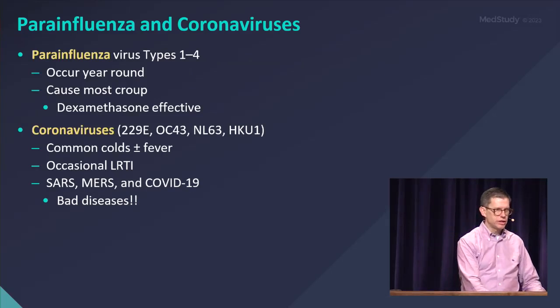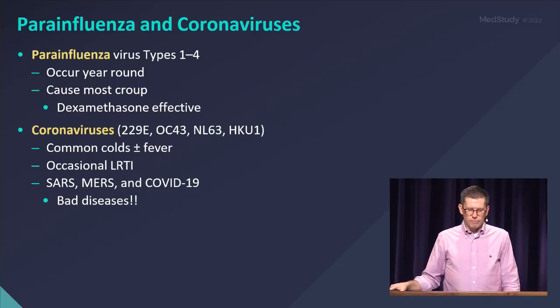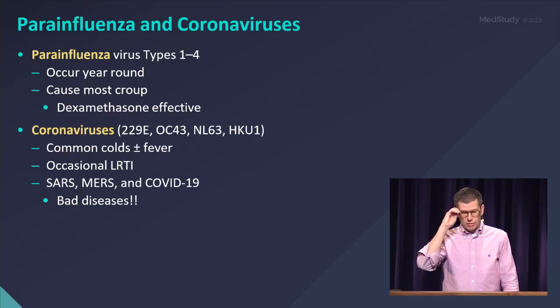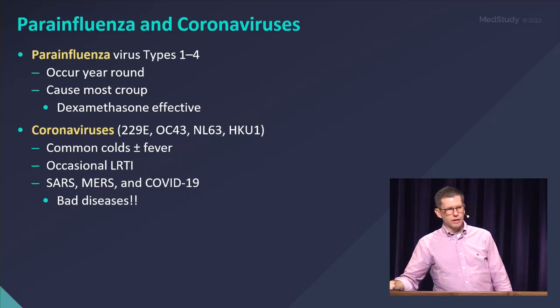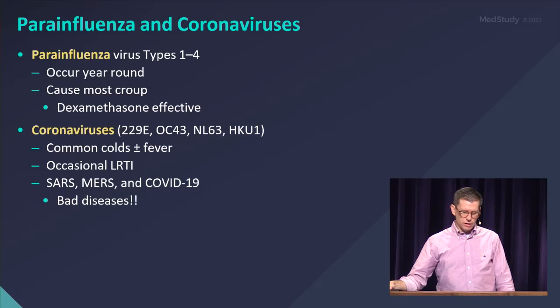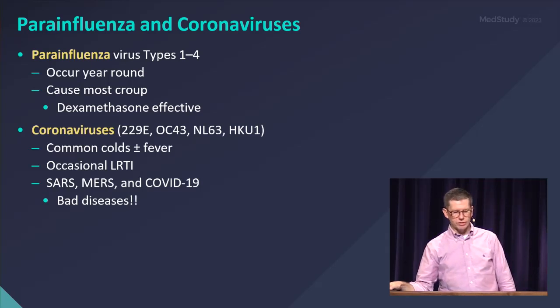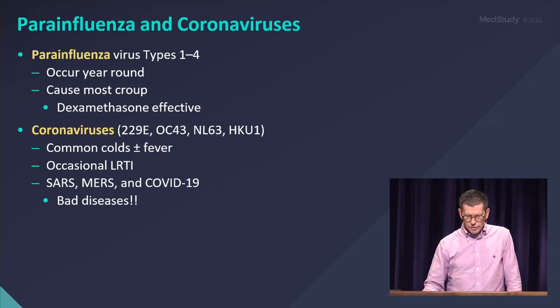Paraflu, right? So this is usually the causative agent of croup, in which case we give Dex. We are all more educated about coronaviruses now, so there are seasonal coronaviruses that still exist that cause common colds, occasionally lower respiratory tract infections, but then there are mutations of coronaviruses, namely SARS, MERS, and COVID-19 that can be severe, as we all know.